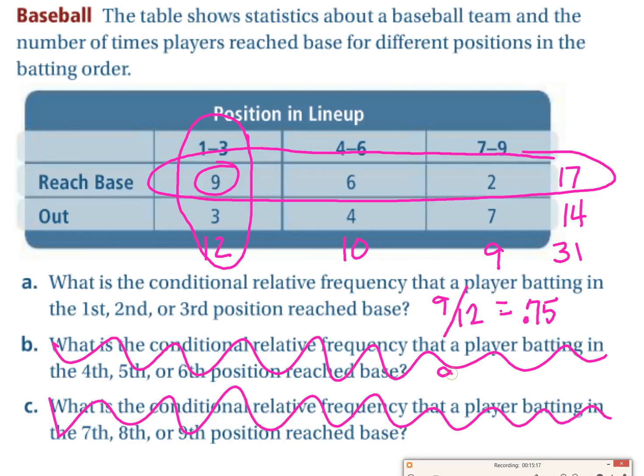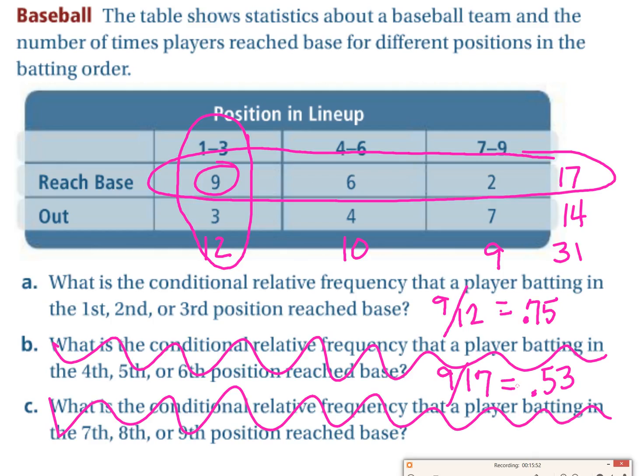And in going in that direction, the fact that it reaches the base is a total of 17. But given that they reach the base and they're in the first, second, or third lineup, would be 9, not divided by 12 this time, but divided by 17. So 9 divided by 17, which is 0.53. See, again, you're going to have to make sure you find what the condition is that needs to be met. That condition will determine what row or what column you need to use.